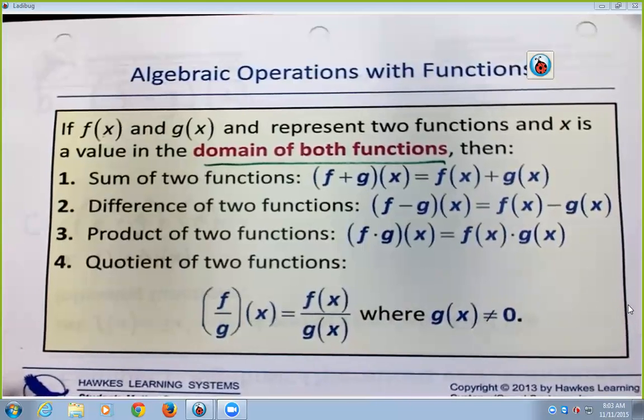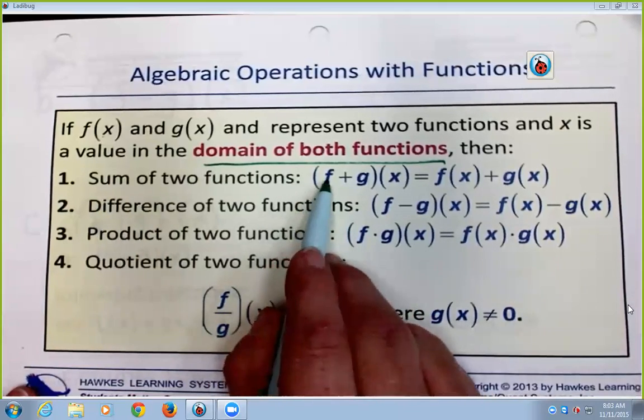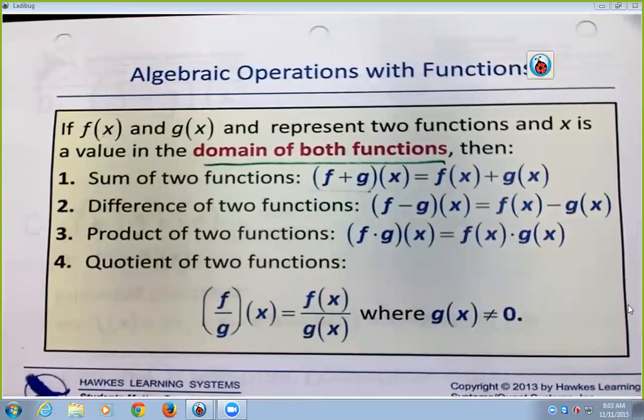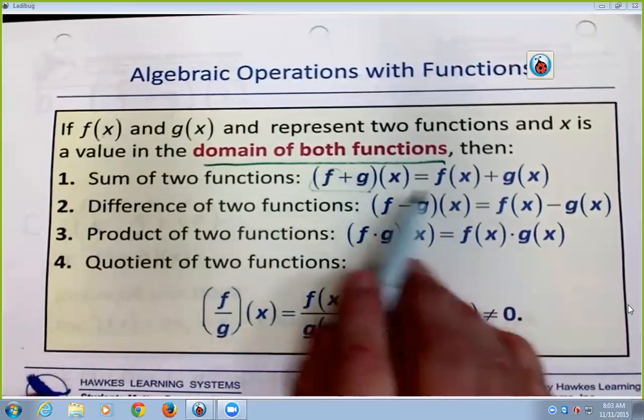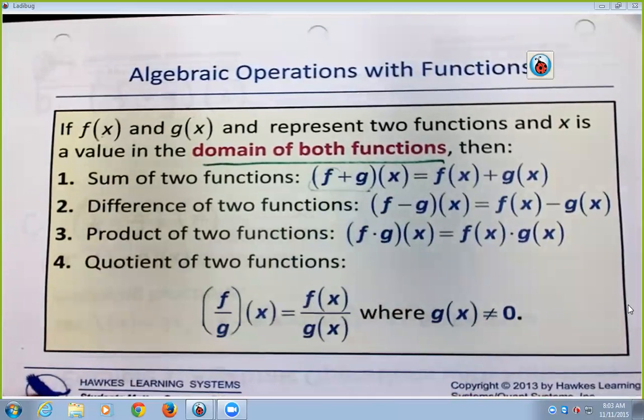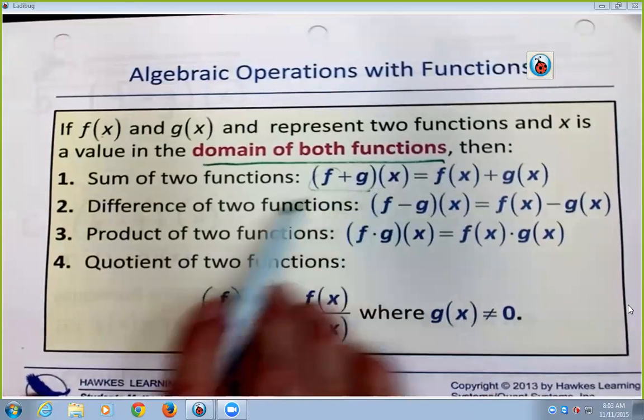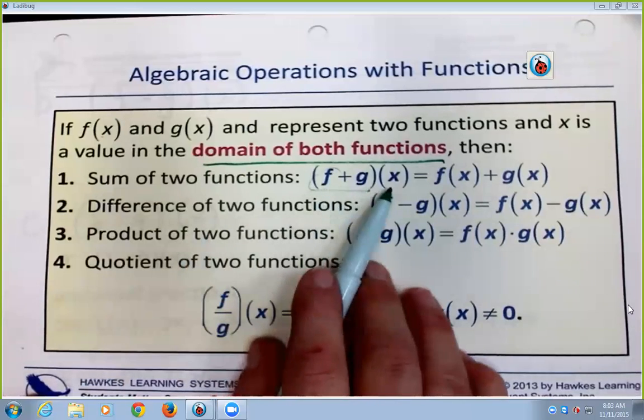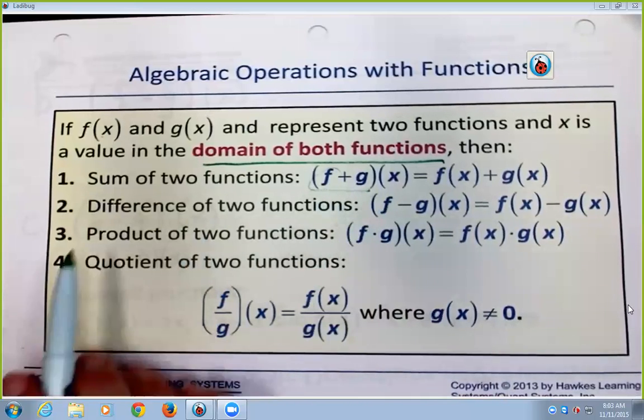So what are these going to look like? If we've got the sum of two functions, it's going to look like f plus g, meaning that we're just going to take whatever f happens to be and whatever g happens to be, and based on what x is, we're going to add them all together and find out what they're going to combine to be. So it's kind of like going back through and doing some of the basic algebra stuff where we're just combining like terms, but it's just another way of looking at it. So the process is there.